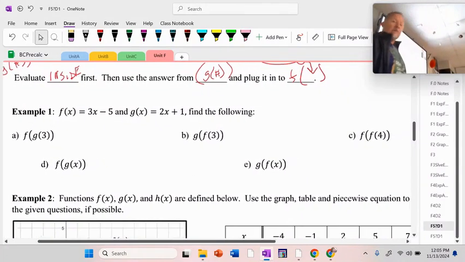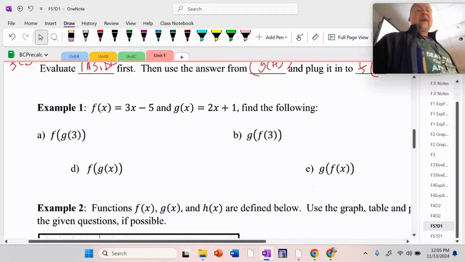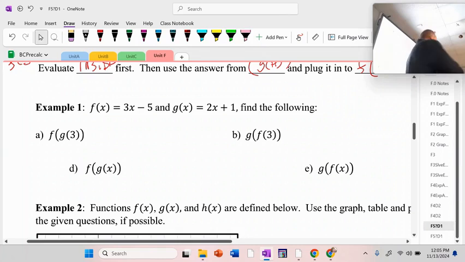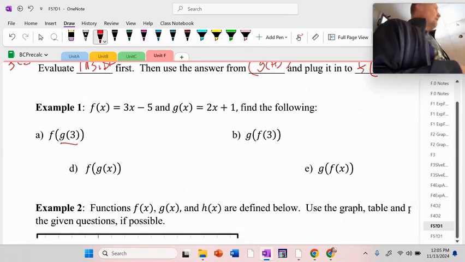All right, so A, B, and C are really simple, all right? And I think you remember this from last year, so I could almost not be your note person here. I think I could let you go and you'd probably be able to get all these.